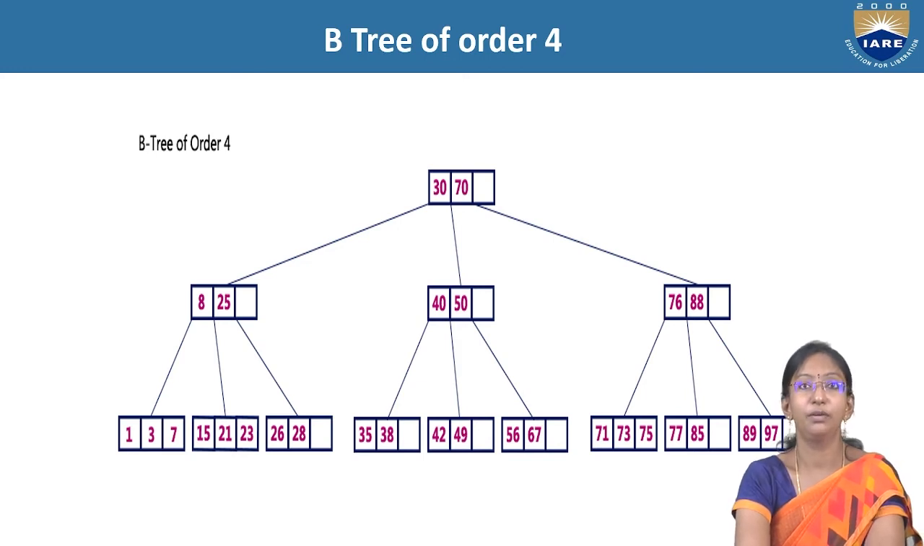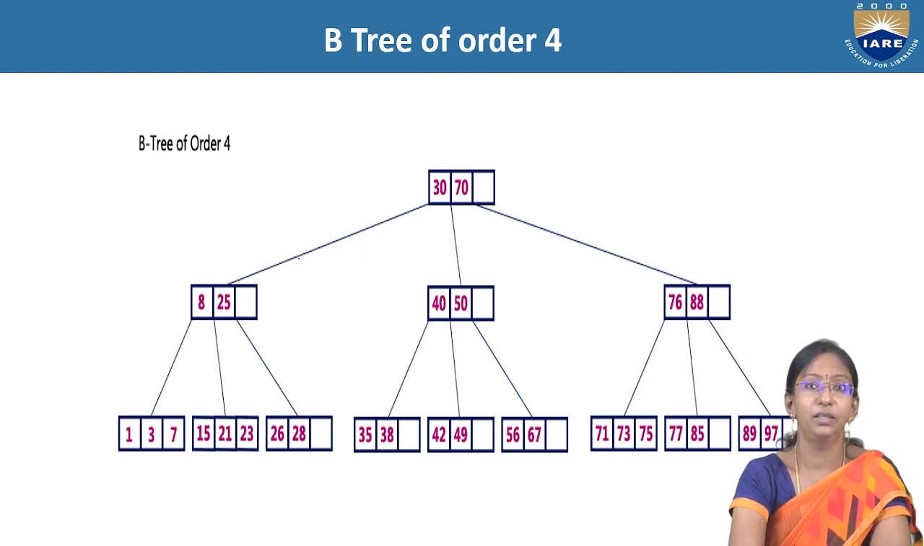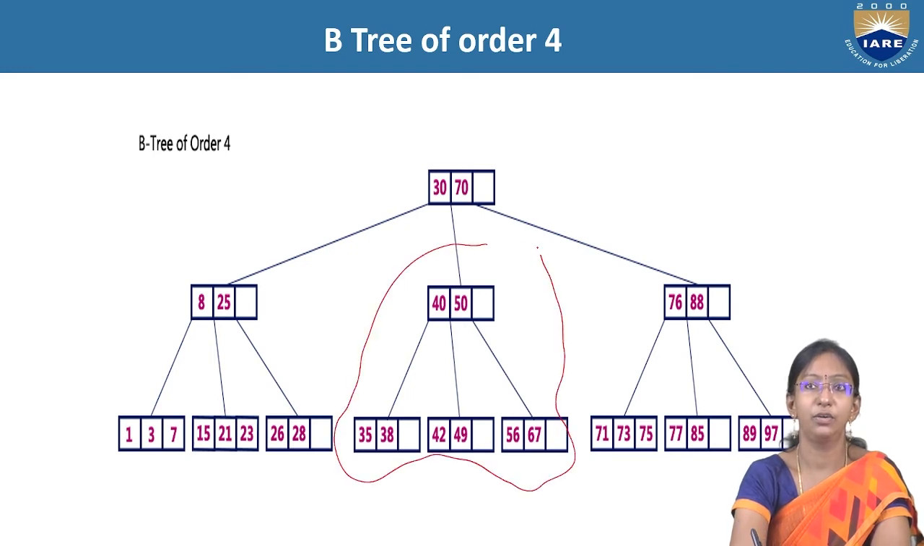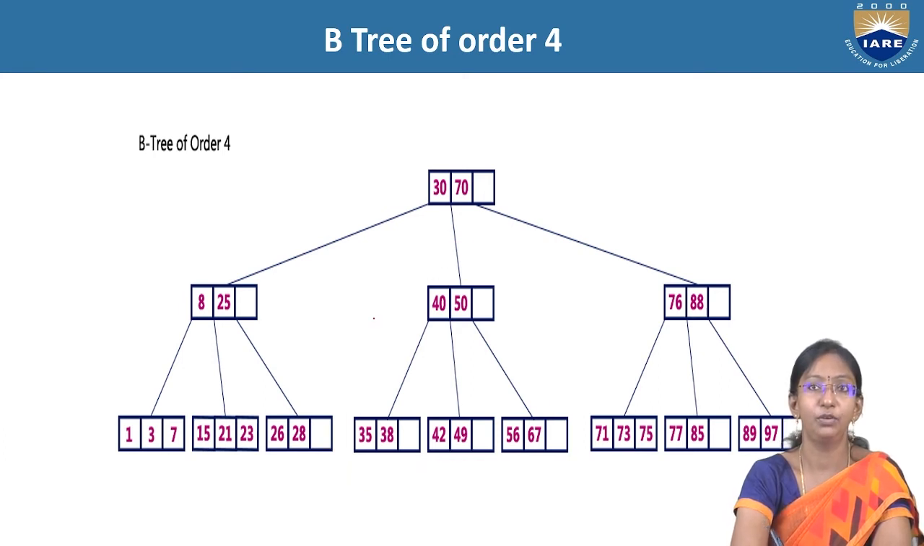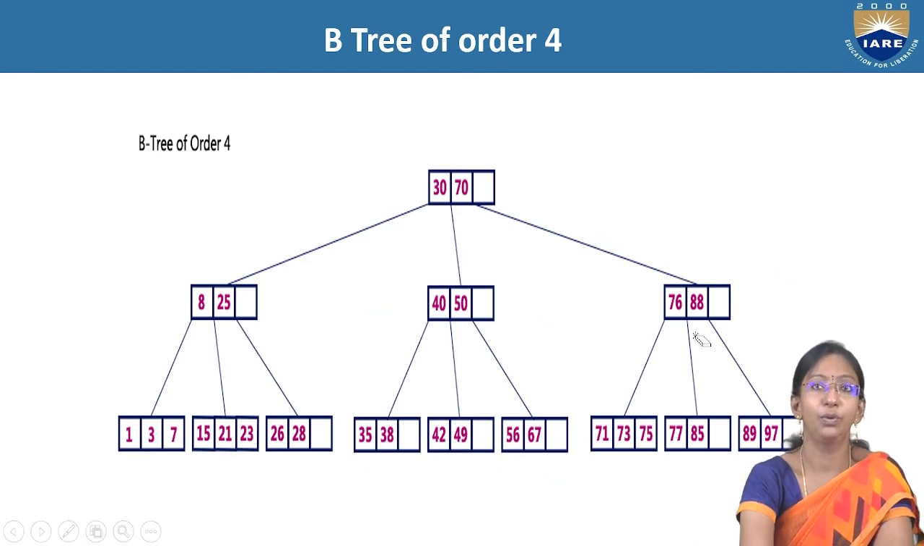Have a look at a small example of a B tree of order 4. As I have said, order 4: 4 children you will have and 3 keys you will have. So have a look at this one. All the children left of 30 are less than 30, whereas the subtree which is right of 30 is greater than 30. In view of 70, left of 70, the same subtree has values less than 70, and right of 70 has values greater than 70.